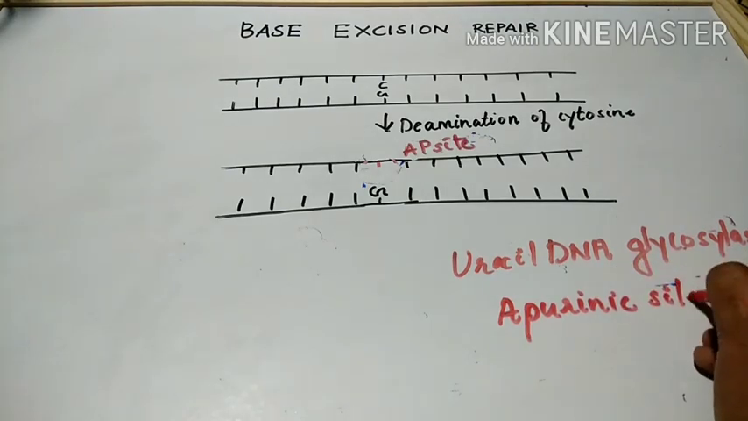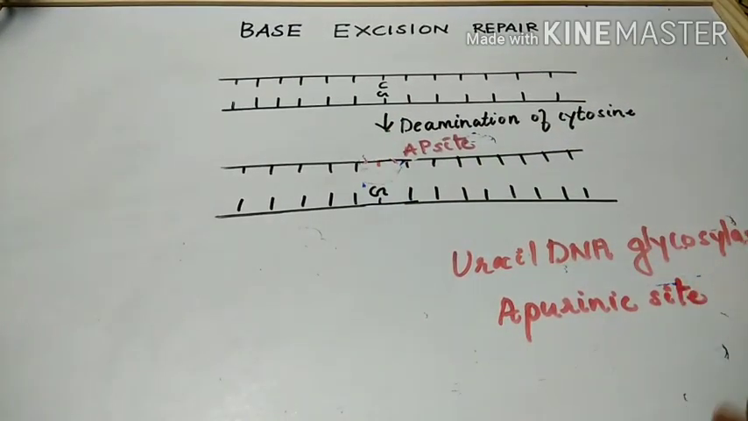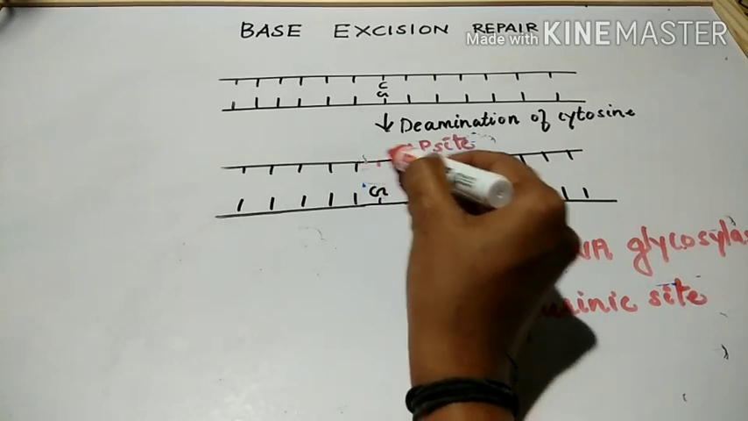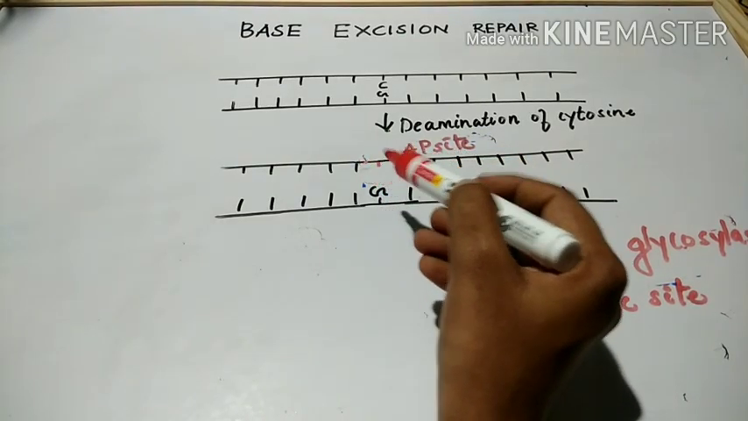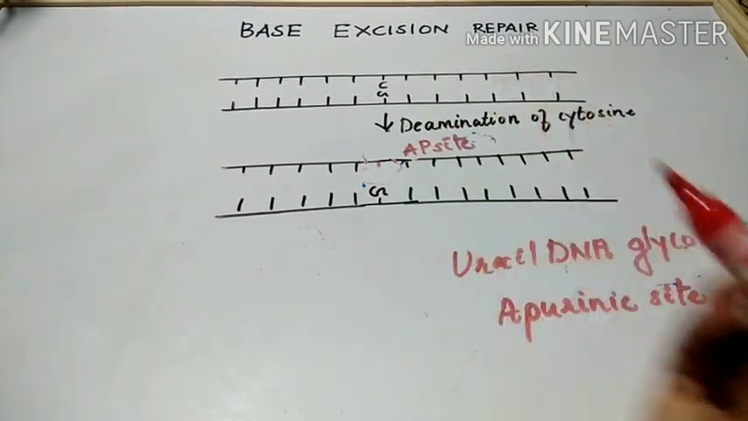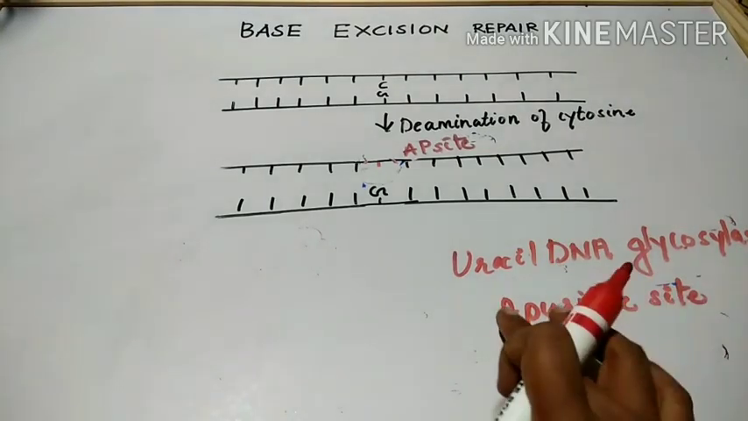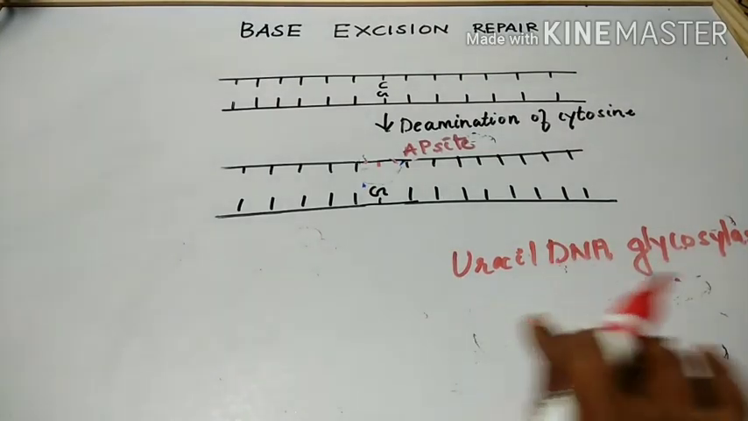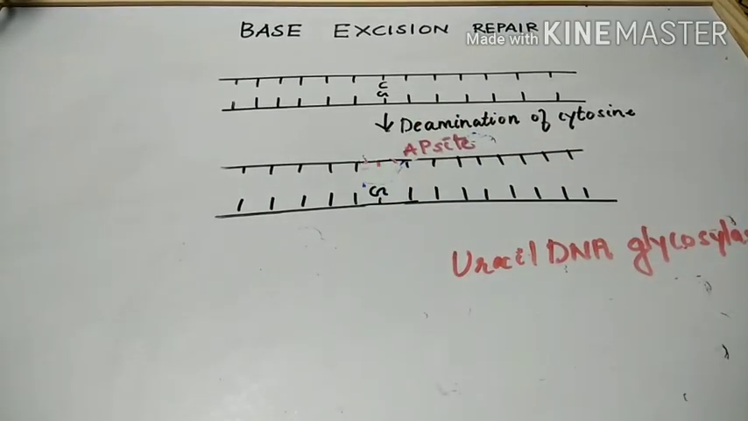Apurinic site. So here there is no base, but there is a sugar phosphate bond. Here we can see the sugar phosphate bond is intact, but there is no base. That is, there is no uracil or cytosine or guanine or thymine. It can be apurinic or apyrimidinic site. So it is called an AP site. So we can see that the phosphodiester bond here is intact.